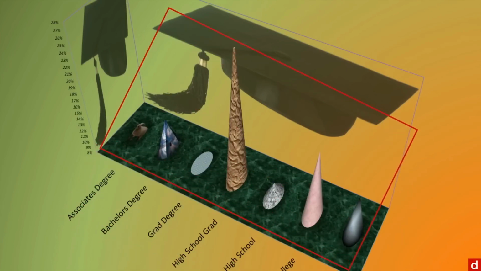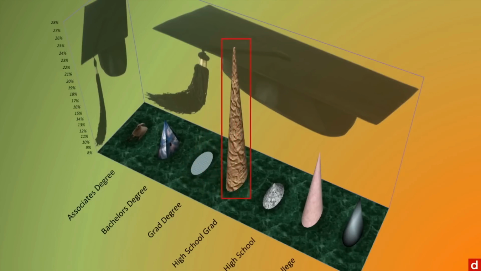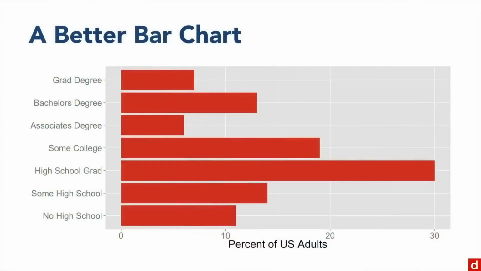Then we've got the data represented as cones, which are difficult to read and compare, and it's only made worse by the colors and the textures. You know, if you want to take an extreme, this one for grad degrees doesn't even make it to the floor value of 8%. And this one for high school grad is cut off at the top at 28%. And this, by the way, is a picture of a sheep, and people do this kind of stuff and it drives me crazy.